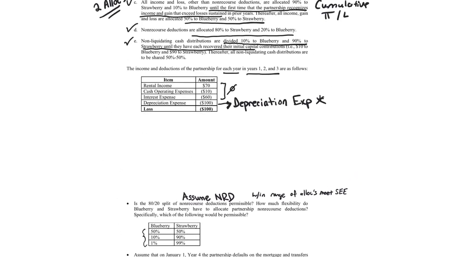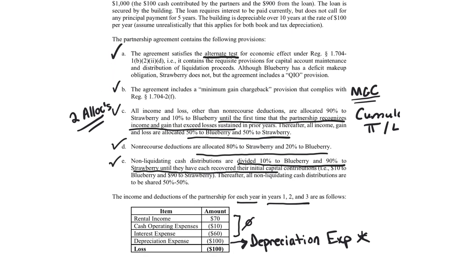So let's look. If we look at our partnership agreement, E is irrelevant, right? It's irrelevant because that deals with non-liquidating cash distributions. That is not allocation. Remember, distribution and allocation is not the same. Non-recourse deductions is D. We can ignore that as well because, hey, we're focusing on allocations with respect to SCE. A and B deal with the alternate test, the minimum gain chargeback, no allocation items there. But look at C. We've got two allocations here. These allocations are the SCE allocations.